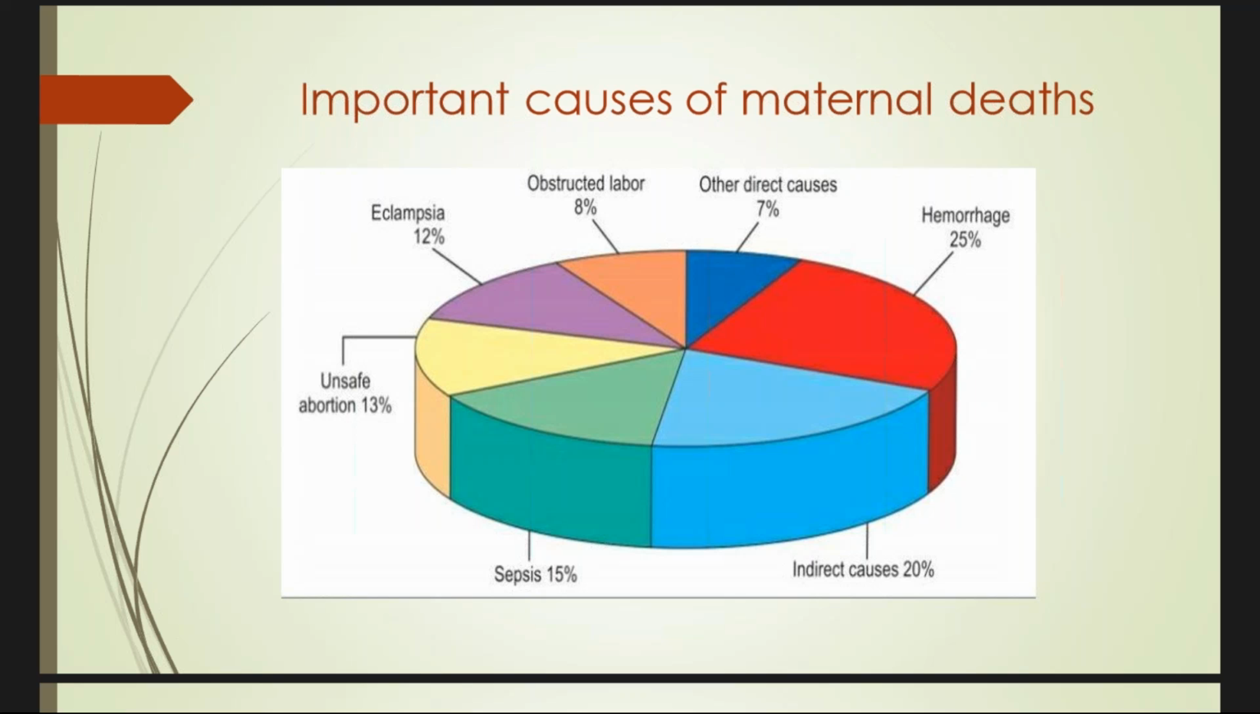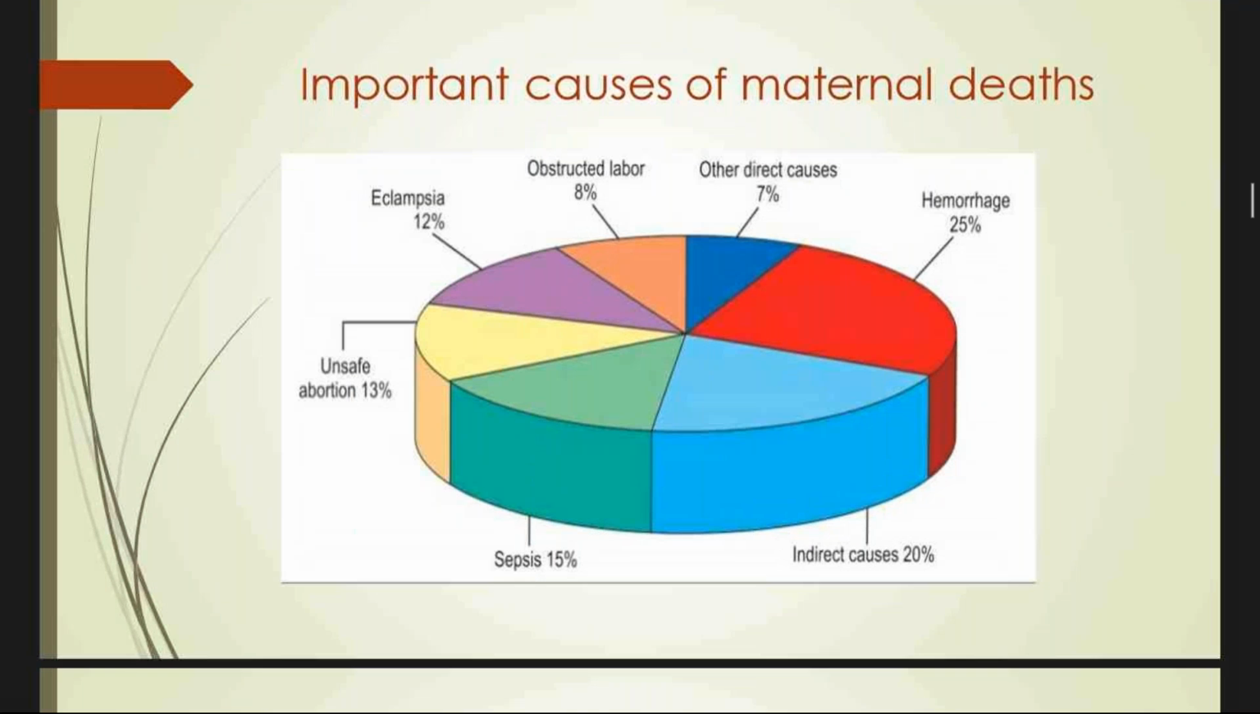Next, the obstructed labor. These days, obstructed labor is decreasing because of increased access to healthcare facilities. In previous days, there was a higher incidence of obstructed labor, and some other few direct causes account for 7% of these maternal mortality. But still, now also the most common cause is hemorrhage.